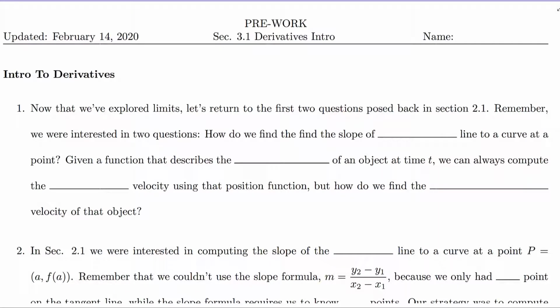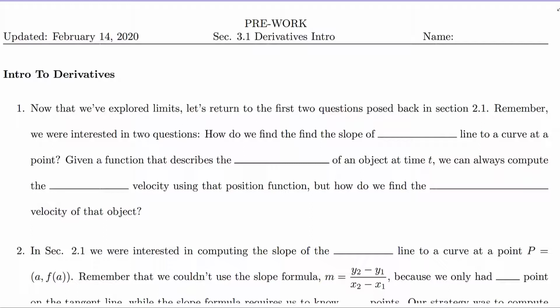Okay, folks, so we're returning to sort of the original question of this course, this original pair of questions that we asked way back in section 2.1, which was about calculating the slopes of tangent lines and finding instantaneous rates of change to curves, or put another way, finding instantaneous velocity of position functions.